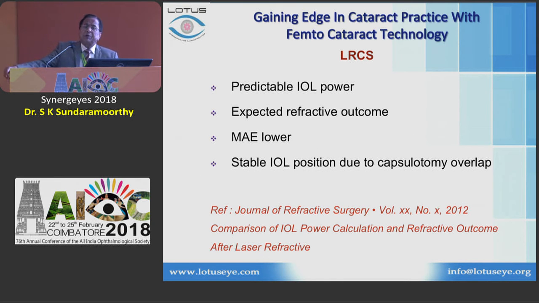You get a predictable lens power because you know the ELP, the expected lens position. So you get a predictable lens power and expected refractive outcome. When the lens is there and your measurement is right, then the outcome is very good. The manifest absolute error is very low. What you aimed for and what you got, the difference is very low. A stable position of the IOL, not decentering and producing refractive error, gets you the best correction.